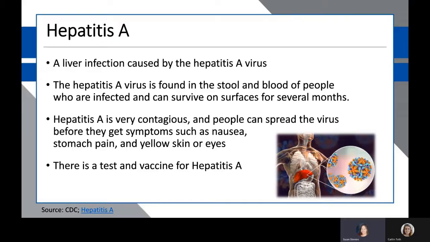Hepatitis A is a liver infection caused by the hepatitis A virus, and this virus is found in the stool and blood of people who are infected and can survive in the environment for several months. Hepatitis A is very contagious, and people can spread the virus before they get symptoms such as nausea, stomach pain, and yellow skin or eyes. There is a test and a vaccine for hepatitis A.